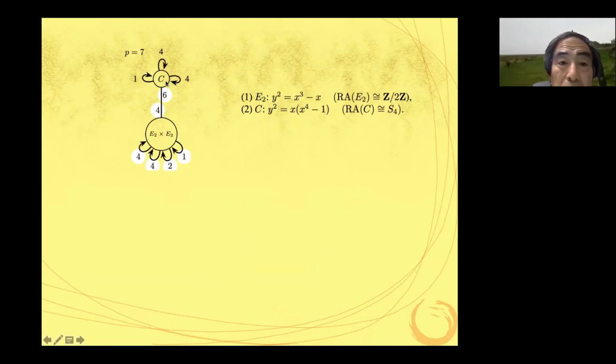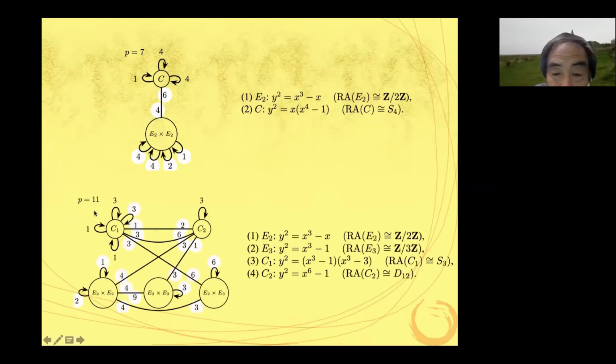And some Richelot isogenies go to the same vertices. So the multiplicity is 4 here, and also multiplicity 4 here. But the total number here is always 15. And here also the total number is 15. And the case of p is 11.